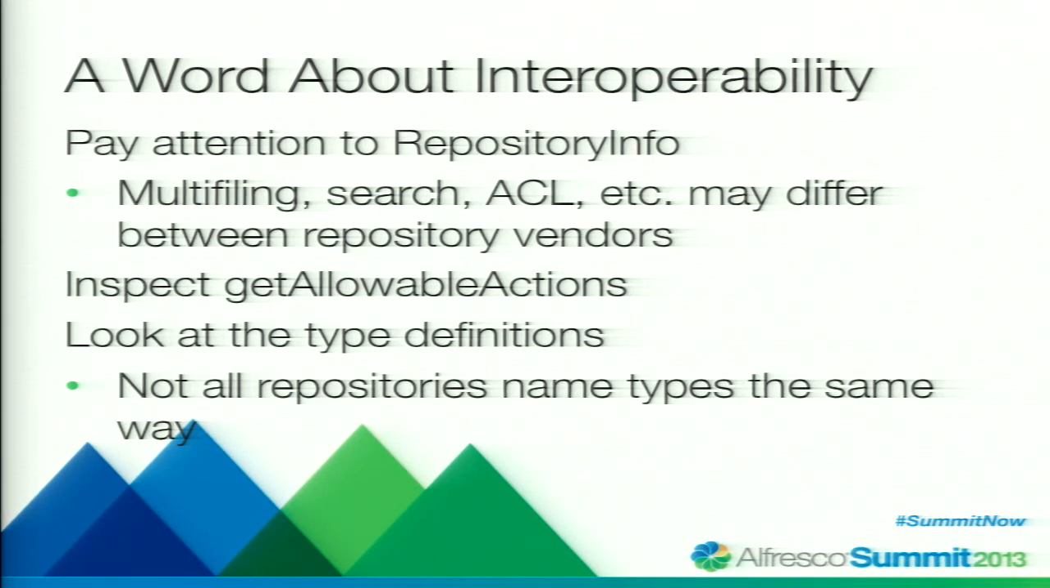In Alfresco, we namespace all of our types and all of our properties, but not all repositories do that. Some of them have different requirements or rules for what allowable characters there are in types and properties. And so when you're trying to create content models that are going to work across multiple repositories, you have to take that into account. So where we are right now is you would definitely have to create a content model for every repository that you want to support.